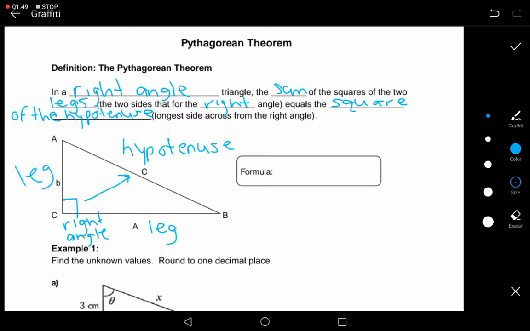What is important is the formula we use, the Pythagorean theorem itself, which is c squared equals a squared plus b squared. Okay, and I get that simply from the definition, right? It says the sum of the squares of the two legs, so sum means adding, equals the square of the hypotenuse. Okay, and the hypotenuse is always going to be c.